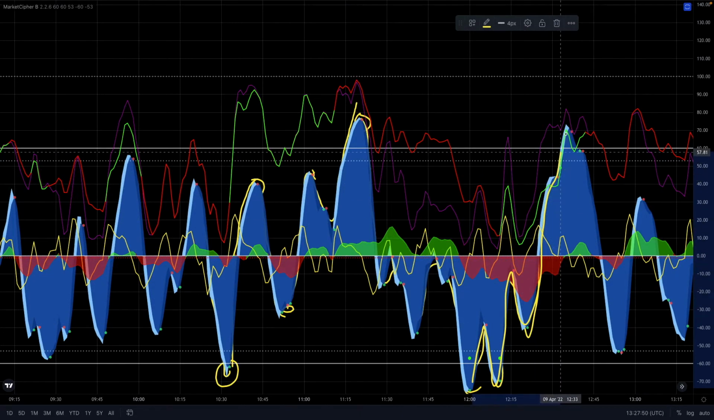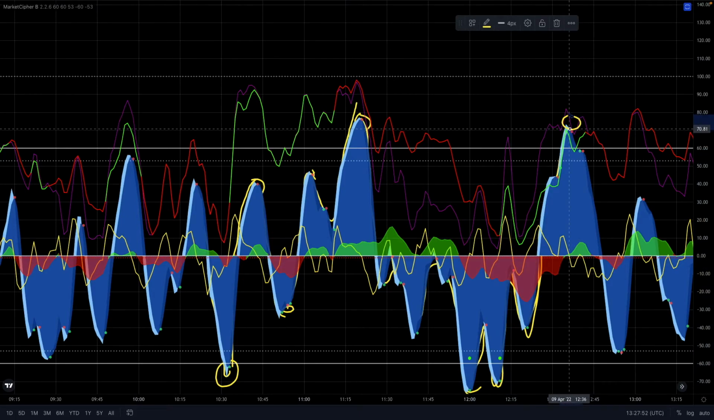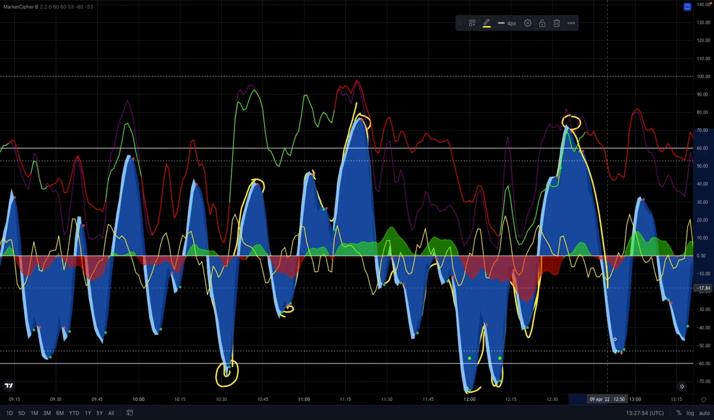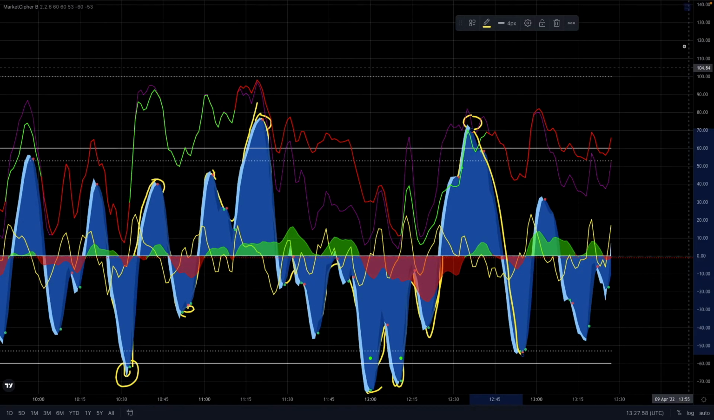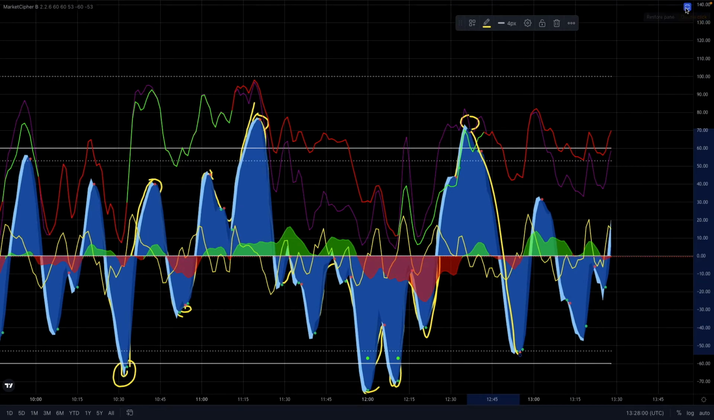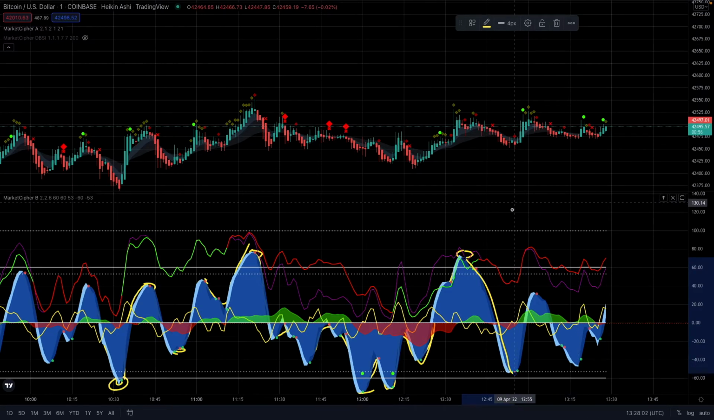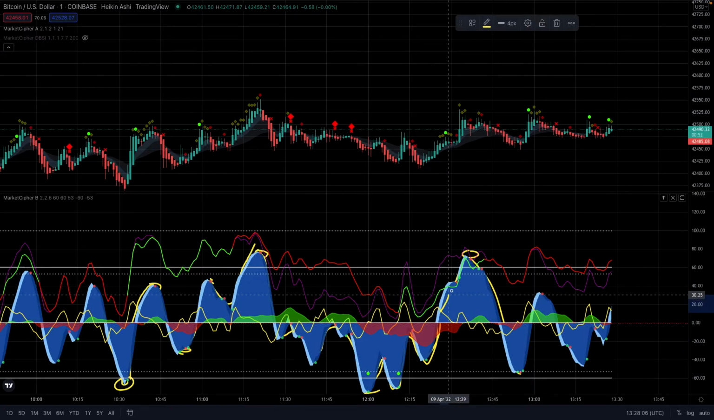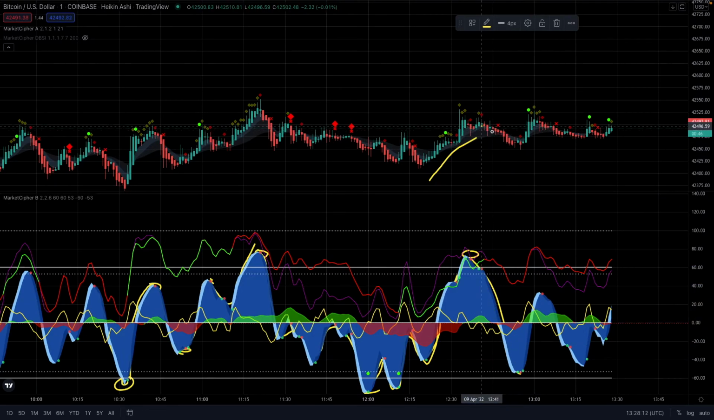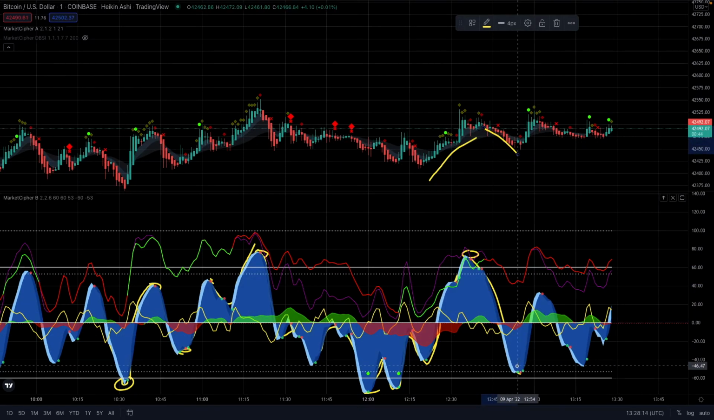There was another correction here, then you would have shorted from this side too. Scalping on Market Cipher is easy and simple because the waves give you real-time insight into the direction of an asset. You could see that when momentum was going up, price was going up, and when momentum was falling, price was also falling. Long, short, using Market Cipher.